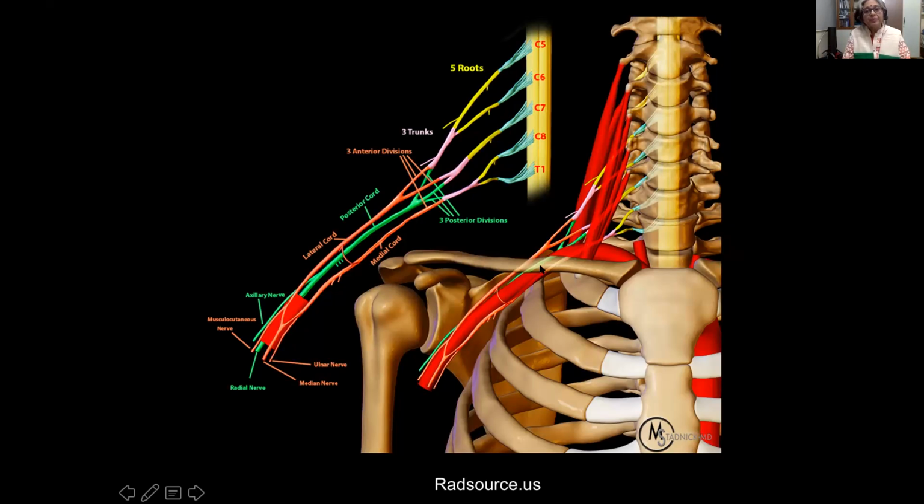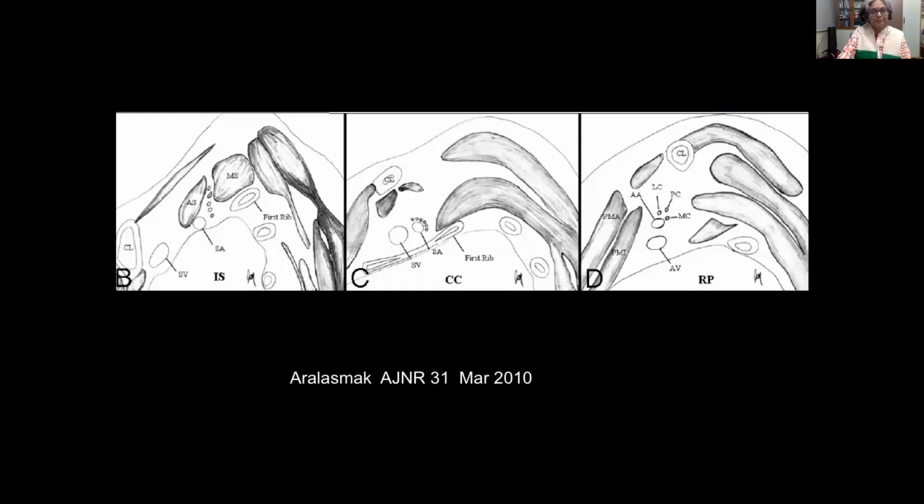Now, if we see here, the roots and trunks are supraclavicular. Divisions are retroclavicular. Cords and then further branches are infraclavicular. So this is important when we are trying to look at the anatomy on MRI.